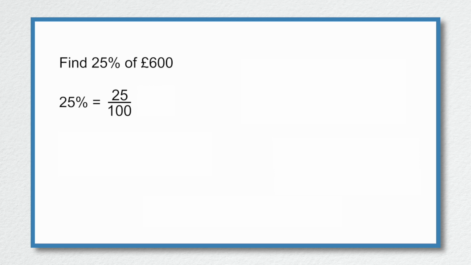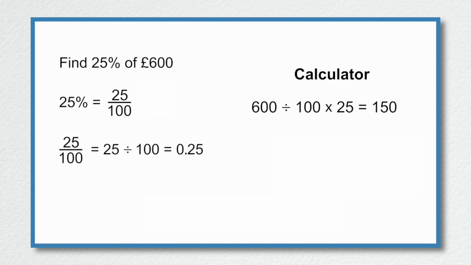Find 25% of £600. Well, 25% is 25 over 100. So we could type into our calculator 600 divided by 100 multiplied by 25, which is equal to 150. So this will be £150. Alternatively, we can think of 25% as 0.25. So we could type into our calculator 600 multiplied by 0.25, and that gives us the answer 150.